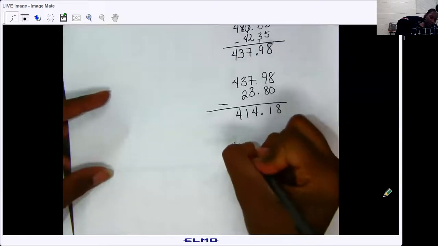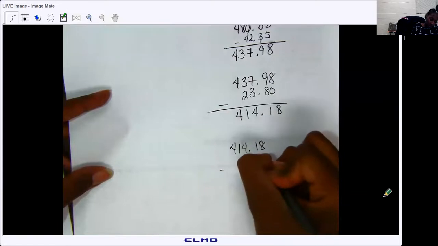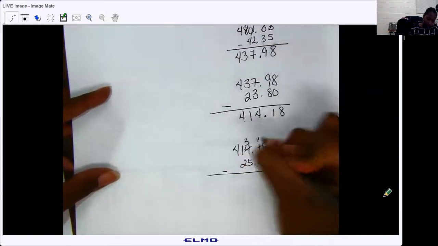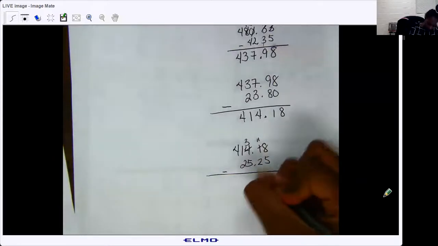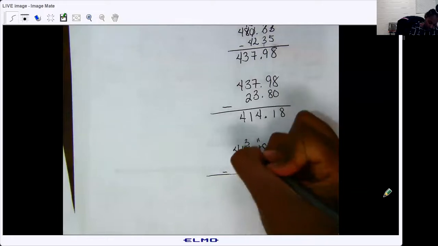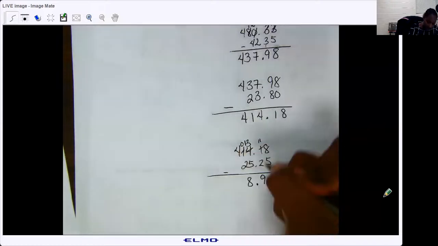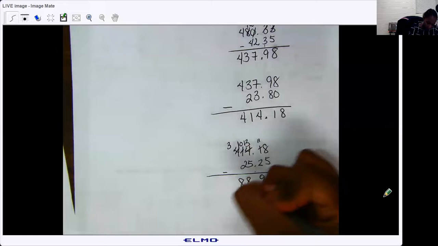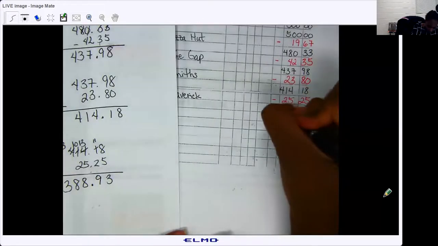So we have $414.18 minus $25.25. 8 from 5 is 3. We have to borrow for this one. 2, 3, 4, 5, 6, 7, 8, 9, 10, 11. So we have 9. Bring down a decimal. Can't subtract there. 5, 6, 7, 8, 9, 10, 11, 12, 13. So that's 8. Need to borrow again. 8, 9, 10. So now we have $388.93 for our new balance.